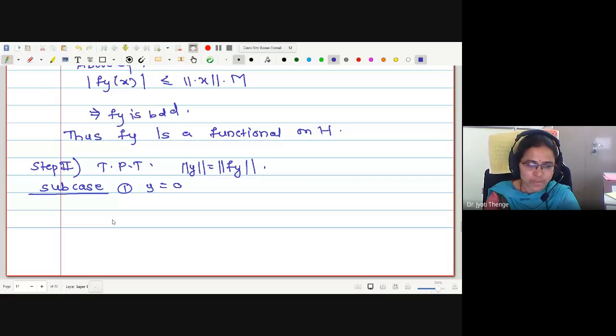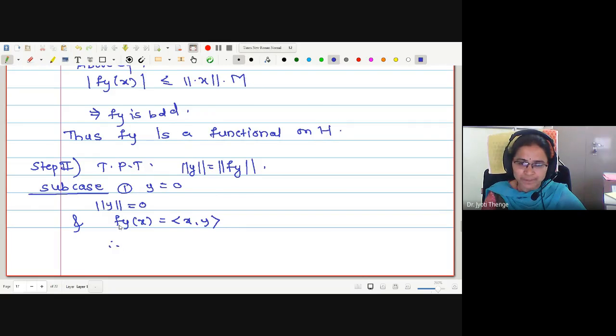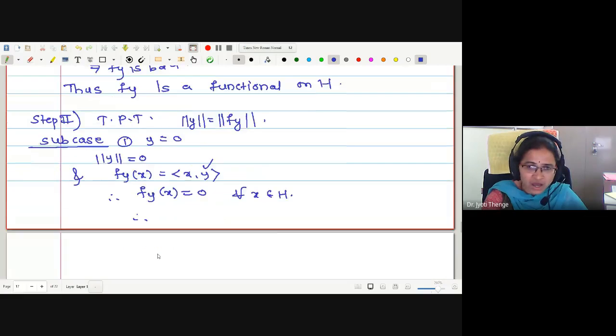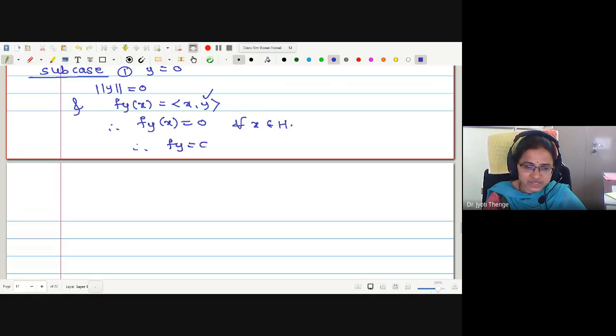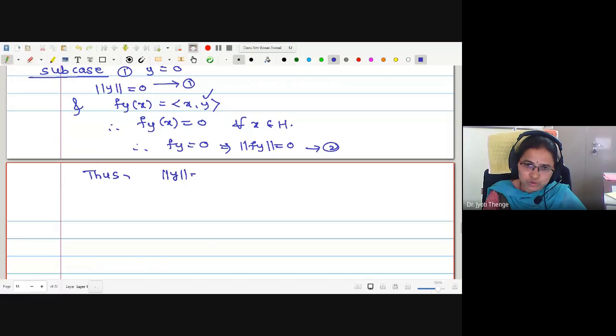First we consider y equal to 0. What will happen if y is equal to 0? Norm y is automatically 0. And fy operated on x we are defining as inner product x with y. Then if y is 0, fy of x is equal to 0 for all x in H, as one vector is 0, so the inner product is 0. Therefore fy itself must be 0, which turns out to be norm of fy equal to 0. Both the norm values are 0, thus norm y is equal to norm of fy. This is for y equal to 0.